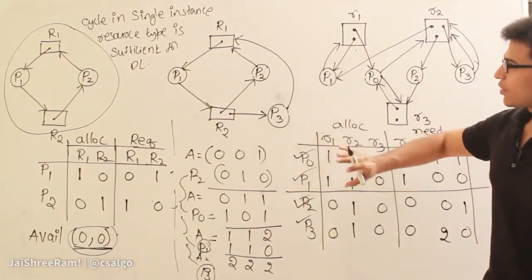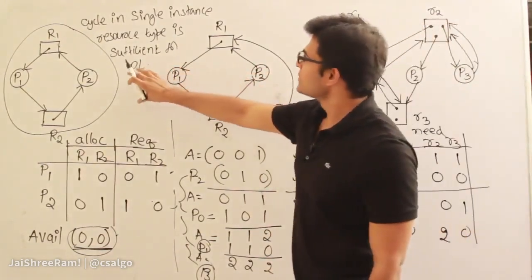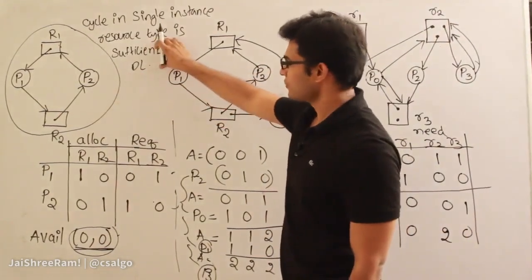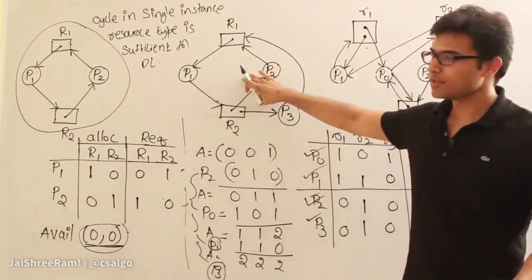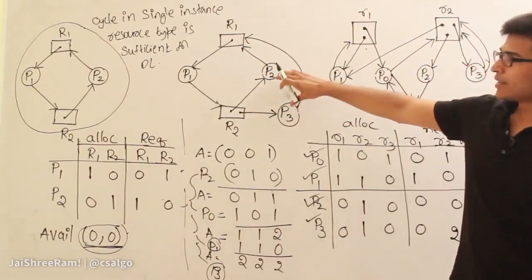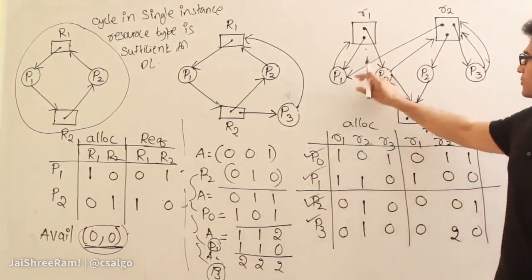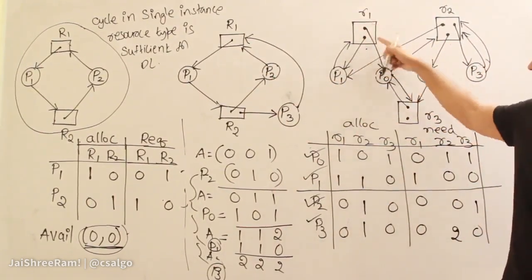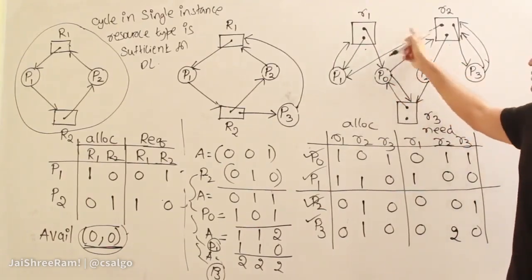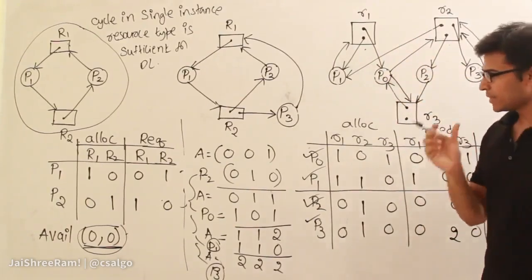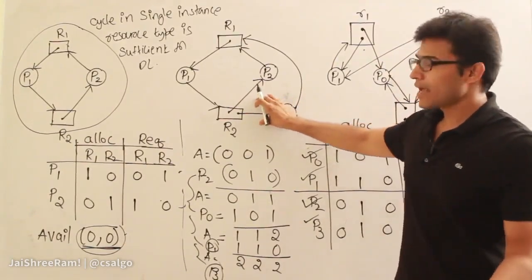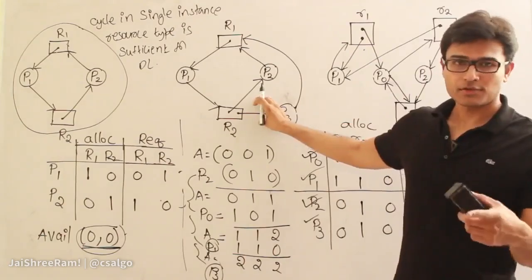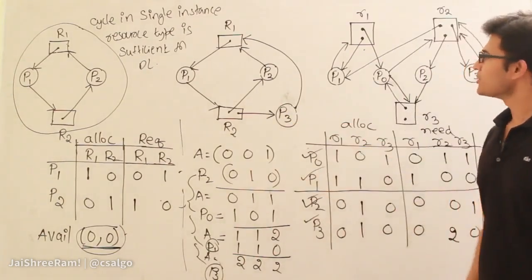The important points are: in single instance resource type, a cycle is a sufficient condition. In multi-instance resource type, a cycle is just a necessary condition, right? And every cycle doesn't mean that there is a deadlock. Here you can see that there are lots of cycles, and even though there are cycles, there is no deadlock. So every cycle in a multi-instance graph is not a deadlock. But if there has to be a deadlock, there has to be a cycle. These are the important points.